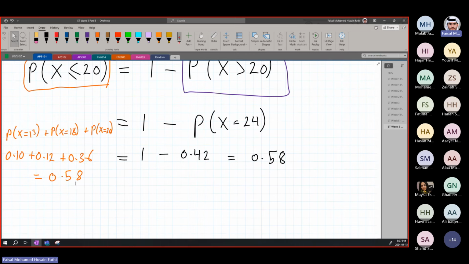Is this point clear, what I did here? Does anyone have any questions so far before I go into the mean and the standard deviation of this? Is this clear so far?